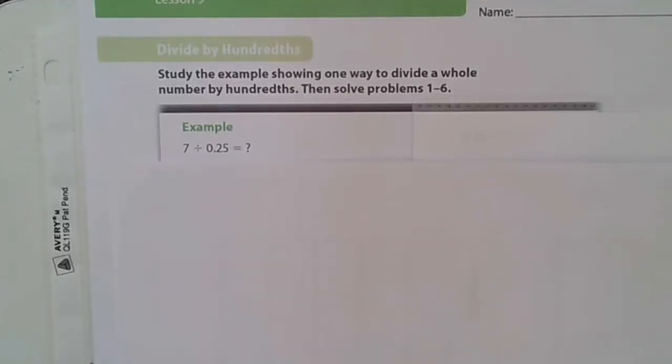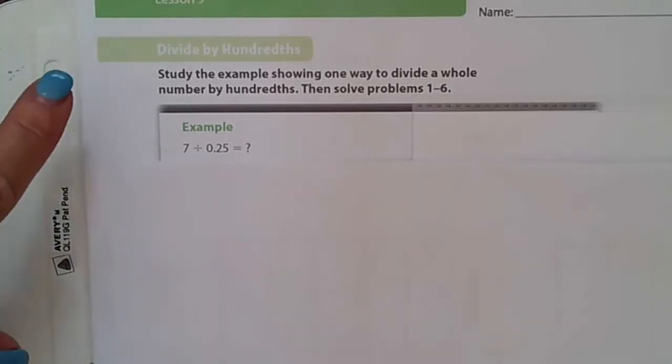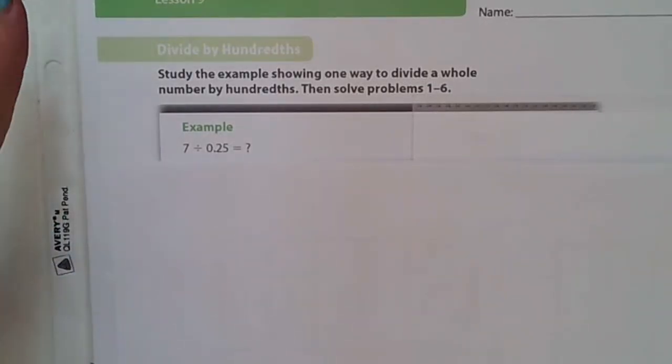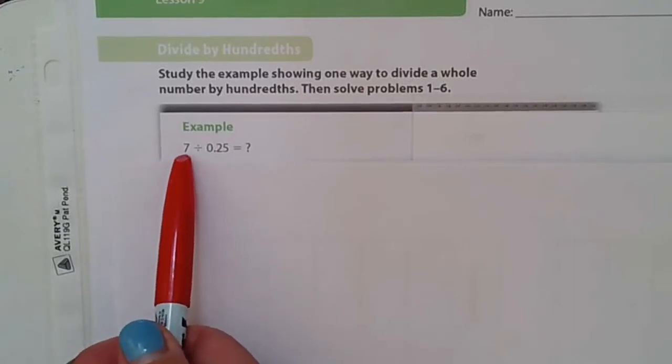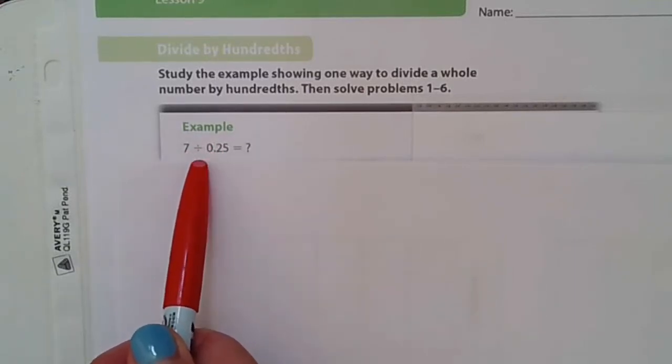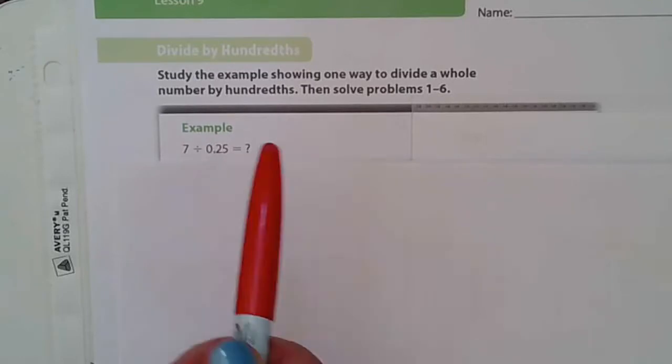Another way that we can look at dividing decimals is to use partial quotients, just the same as what you did in 4th grade with dividing whole numbers and also in 5th grade when you were dividing whole numbers. So with our problem example here, we're going to do 7 divided by 25 hundredths.